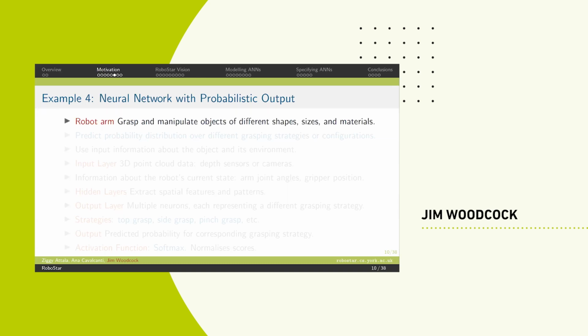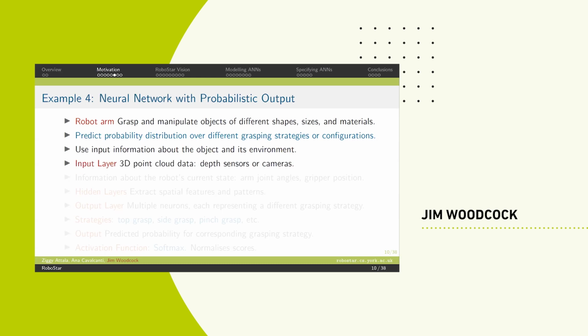So imagine that our robot arm can grasp and manipulate objects of different shapes and sizes and materials. So what we want to do is predict the probability distribution over different grasping strategies or configurations of inputs about the object. So now we can use information about the object from those senses, and we can also use information about the environment.